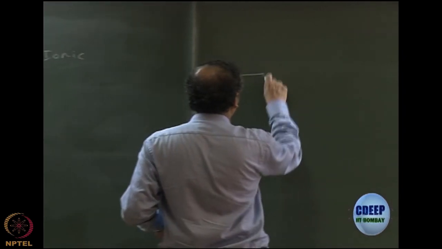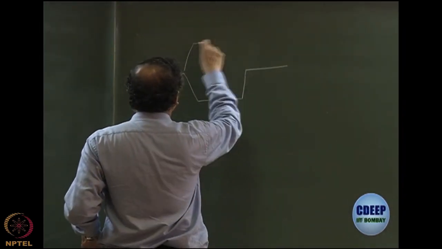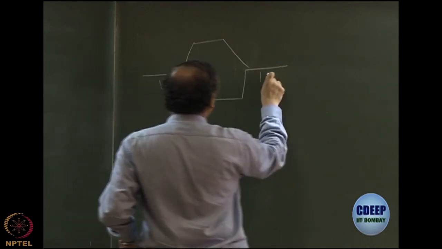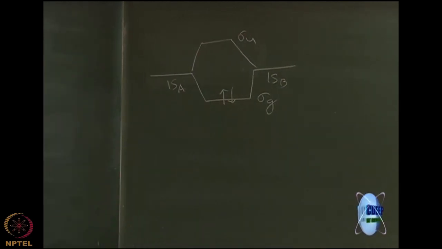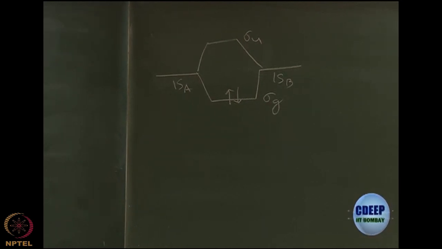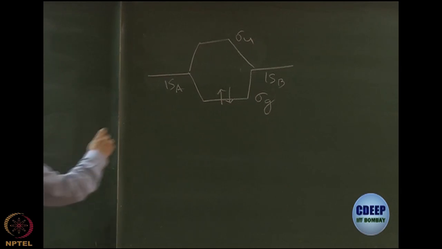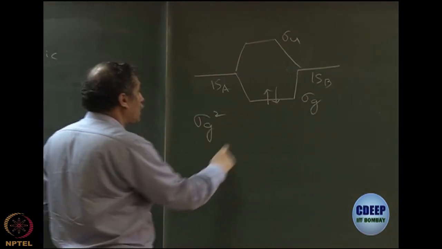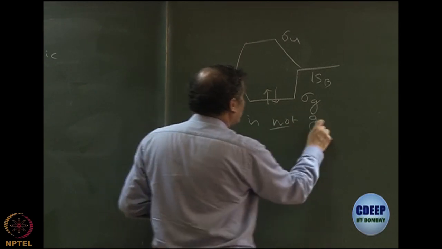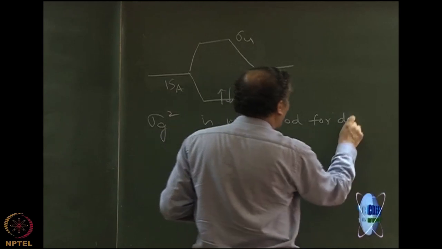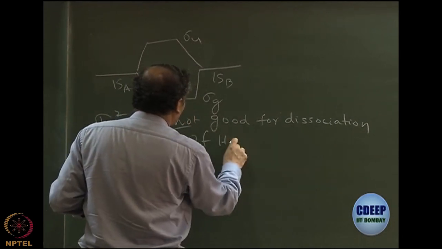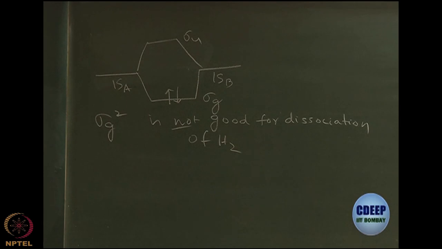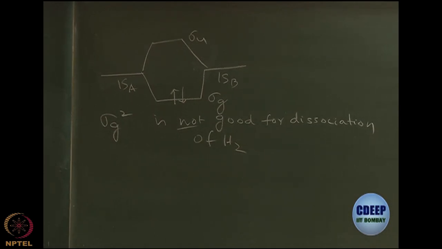Let me go back to the problem first again. So you had the two state problem. One is 1sA, one is 1sB. You have sigma g, you have sigma u. And the normal RHF puts two electrons in sigma g. So this is the standard problem. And this determinant, which I now call sigma g square, is not good for dissociation of H2 or any molecule which breaks into open plus open. But it's a singlet state. So can I ensure that I keep the wave function singlet and yet try to dissociate correctly?